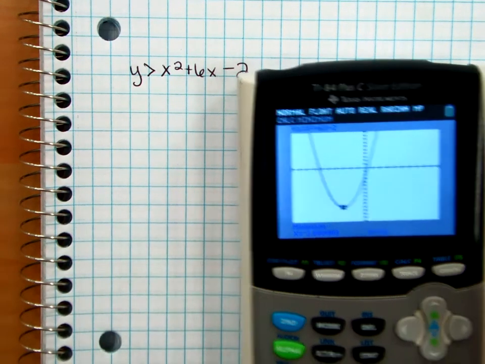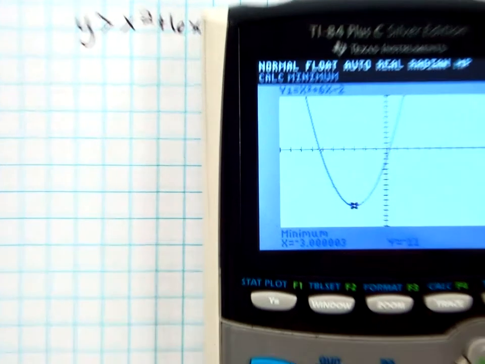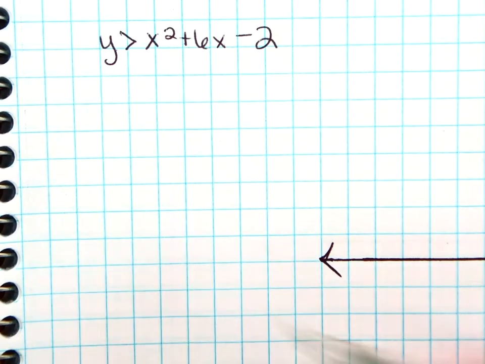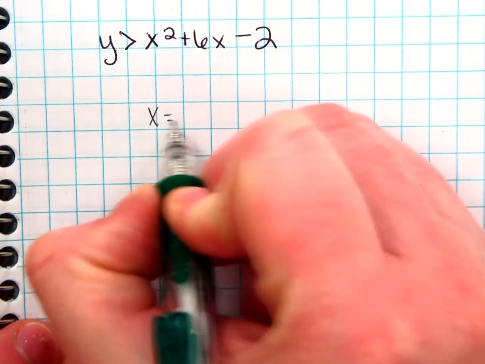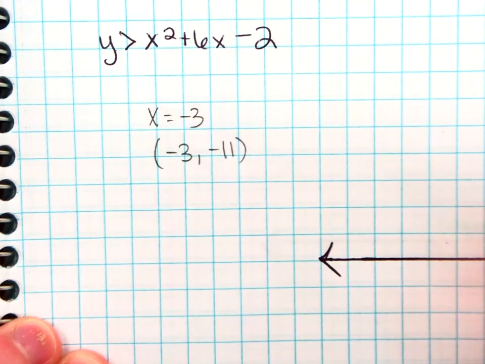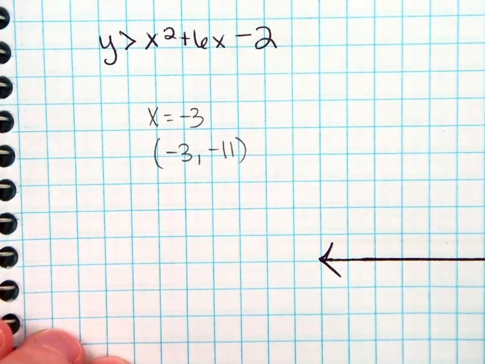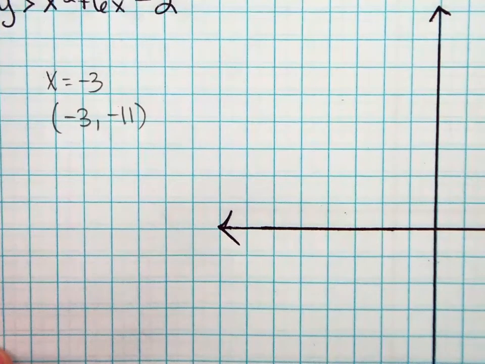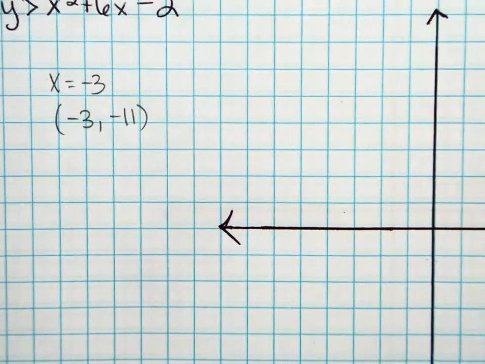Now my equation states 3.00003, comma -11. That means it's at -3, comma -11. It's on this equation. X equals -3, so -3, comma -11. On the graph that I have right now drawn out, I don't have enough room.